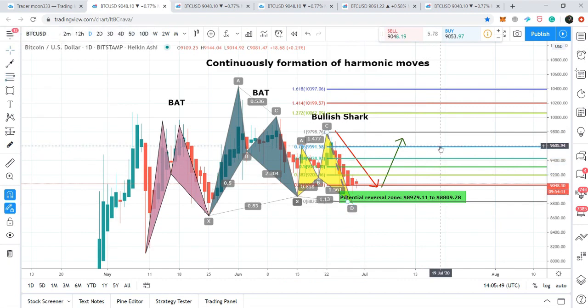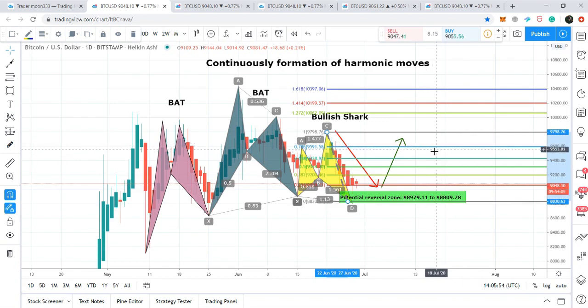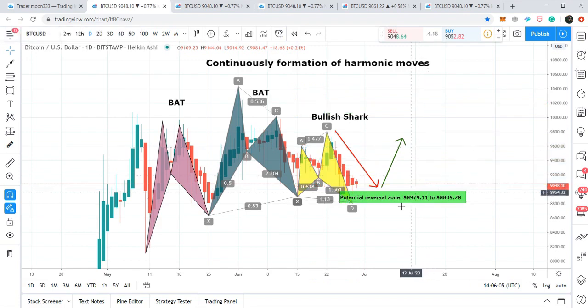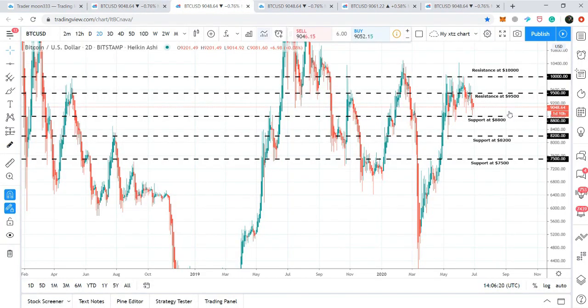However, if the price action is able to cross above this 0.786 Fibonacci retracement level or projection, then we can expect a really very powerful bullish rally, which can be more powerful than the previous one. However, this potential reversal zone should act as a stop loss, because if the support of this potential reversal zone is broken down, then the price action can move to the previous support level, which is almost at $8,200. And this is the level where we have our previous support.